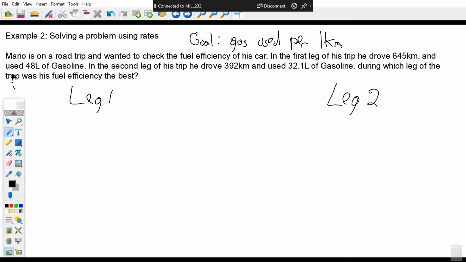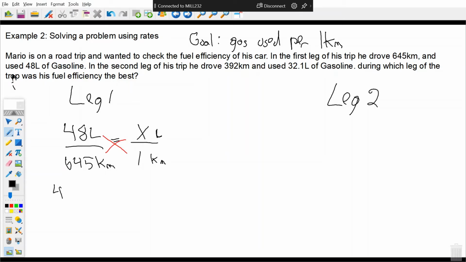So he used 48 liters for 645 kilometers. We want to find out how much gas he used for 1 kilometer. I'll add the units there so you can see a little bit better. So we're solving for x. Cross multiply.